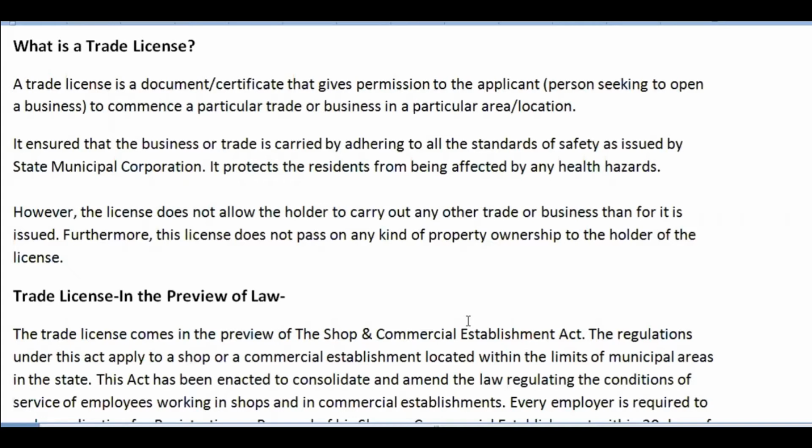However, the license does not allow the holder to carry out any other trade or business than the one for which it is issued. It means from one location you can have only one trade or business when you obtain this license, and you need different licenses for the different trades you have from a particular location. And furthermore, this license does not pass any kind of property ownership to the holder of the license.